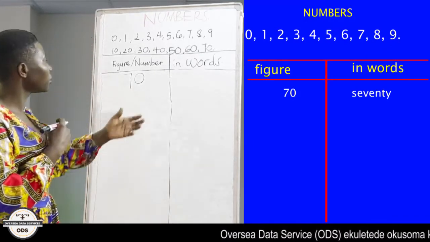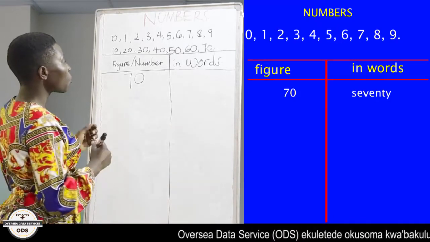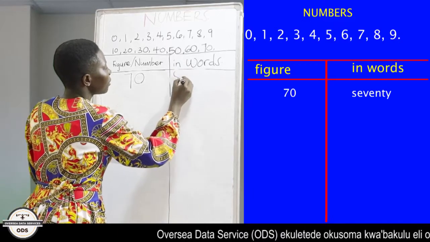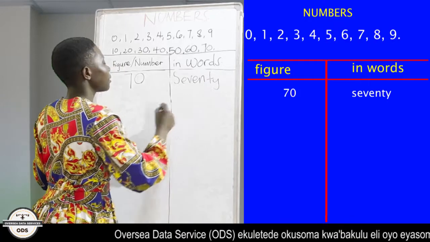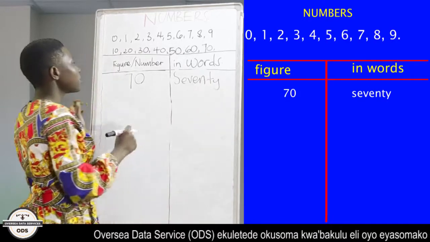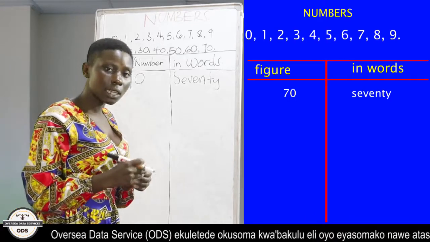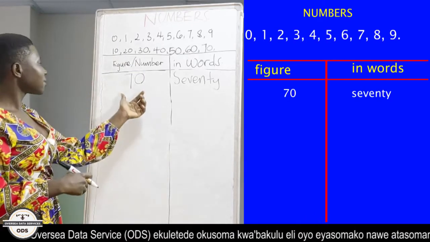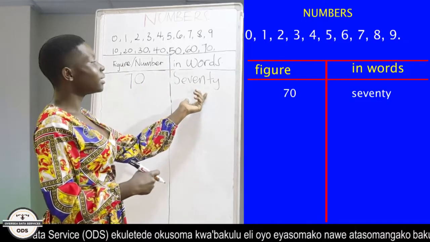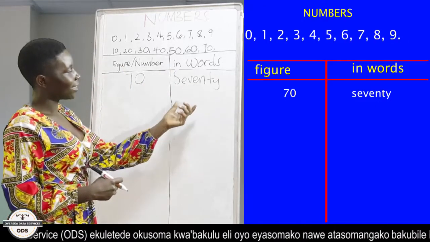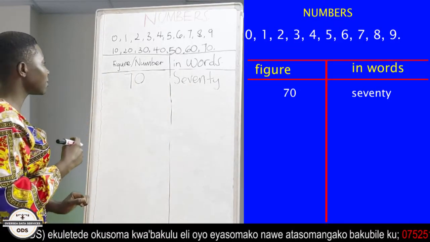Let us see how we write it. 70 in words. Okay? This is 70. That's how we write it. 70 in words. Nsanvu we call it 70, and this is how we write it in words. Okay, this is the way we write it in words.